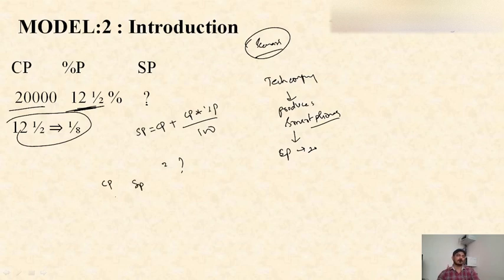I'll take cost price here and selling price here. As I said, 1 by 8. The denominator value will denote the cost price and the numerator value will denote the profit here. So initially cost price was 8 parts and then it will be 9 parts. In the question, 8 parts is given as 20,000, which means one part will be equal to 20,000 divided by 8. Similarly, the 9 parts value we need to find.